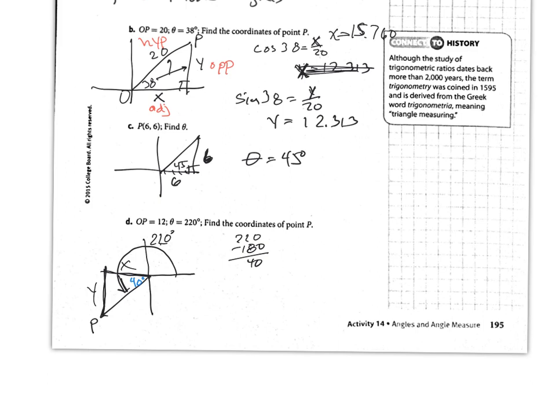So if we do X first, cosine of 40 is equal to X over 12, because this is a 12. And so we get that X equals 9.193, but it's negative because of the location. So you got a lot to pay attention to here. For the Y value, we do the sine of 40 is equal to Y over 12. And we get Y, again, Y goes down, so it's negative 7.713. This is absolutely a lot going on here.